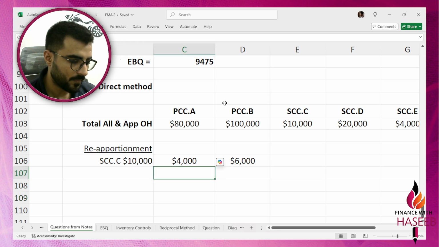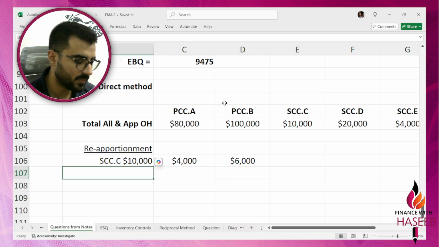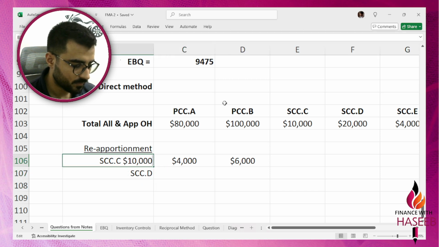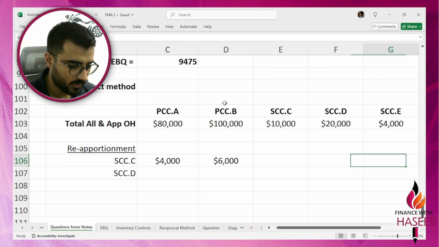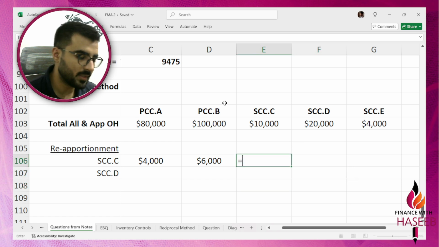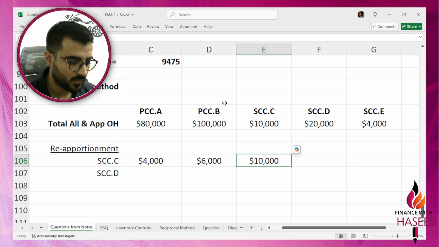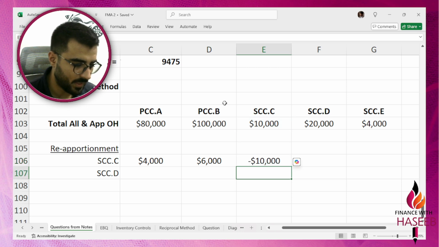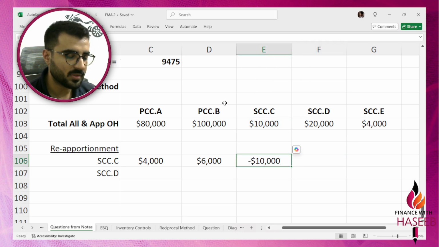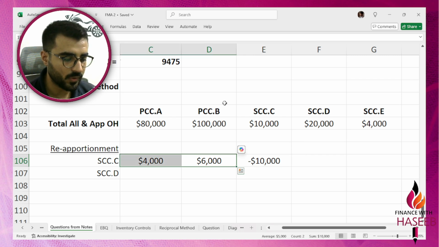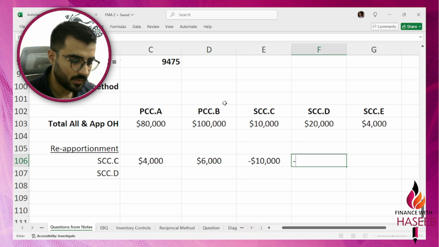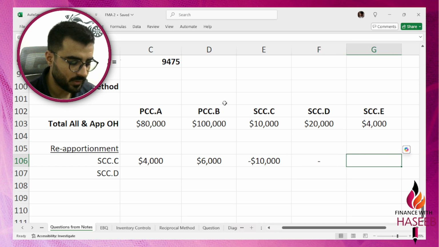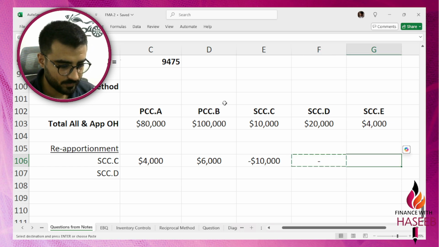Now let's move towards service cost center D. You can also write the negative figure here. Negative, so this means that service cost center C's overhead has been shared out, and no share has been given here.